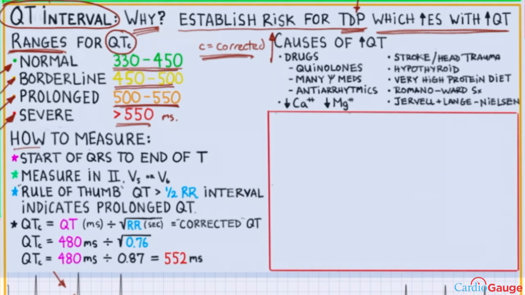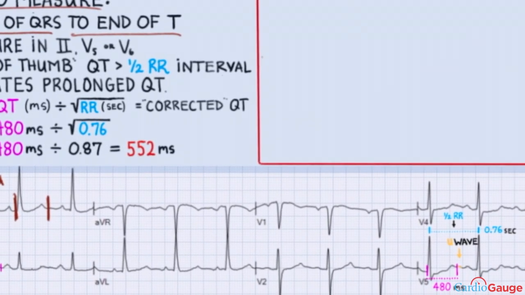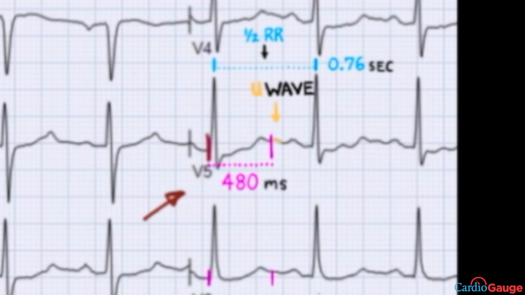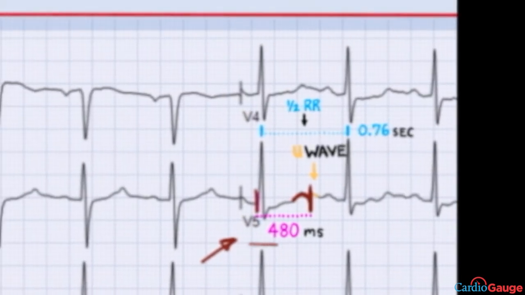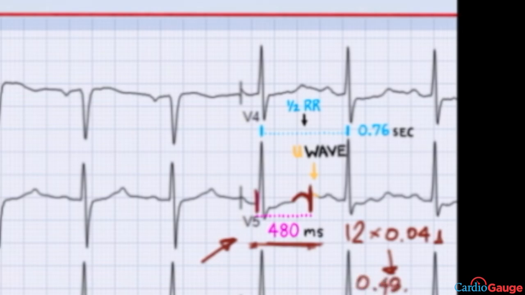corrected. The way you measure it is you go from the start of the QRS to the end of the T. So we can look at that over here in V5, the start of the QRS to the end of the T wave. Here's the T wave, and you count the little boxes. In this instance, we get 480 milliseconds because it's 12 little boxes times 0.04 seconds. That turns out to be 0.48 seconds, which is the same thing as 480 milliseconds.